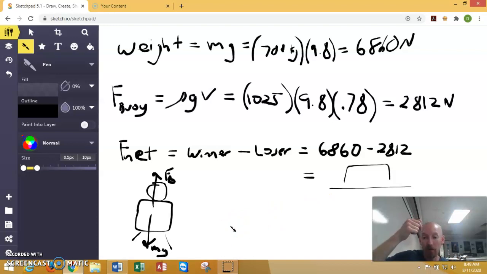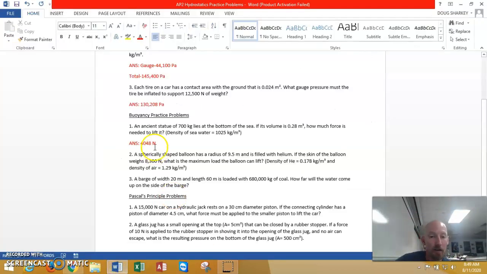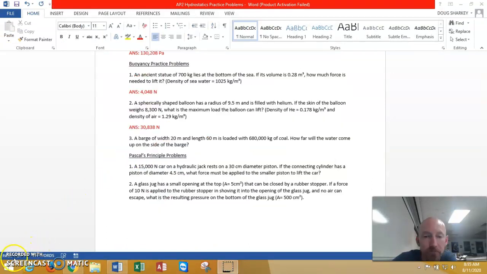And so if you want to lift the thing up, you have to lift up with the same amount of force, right? And so that's your answer. It should be 4,048. Okay, next one. This is our second one on our buoyancy practice problems.